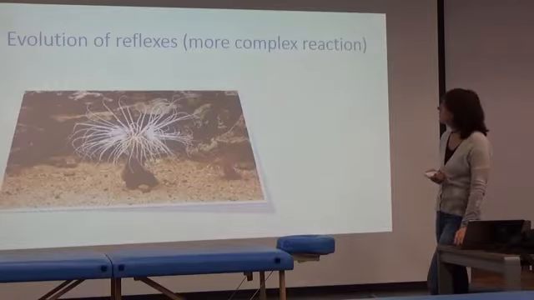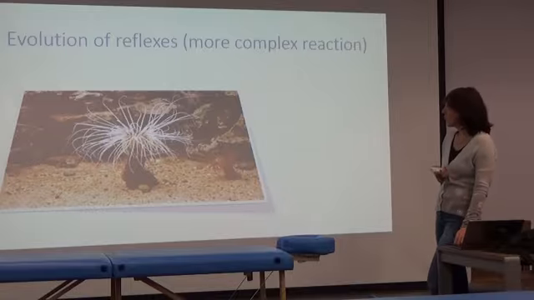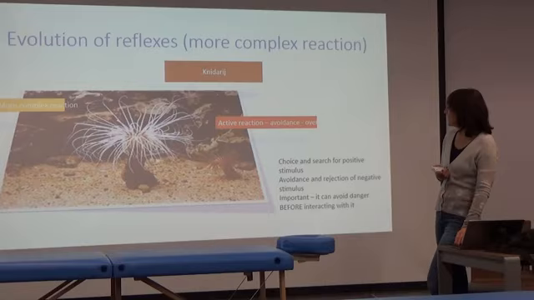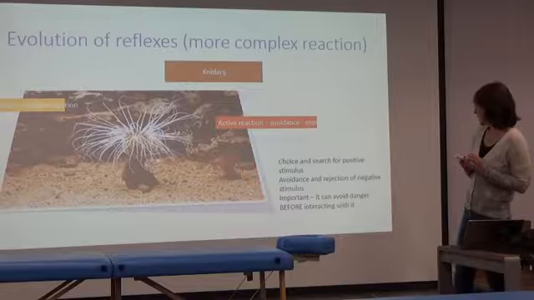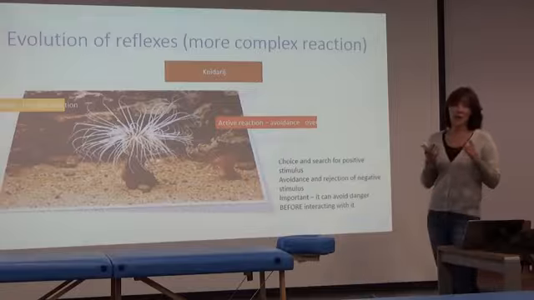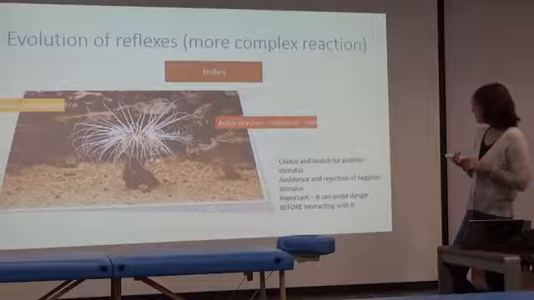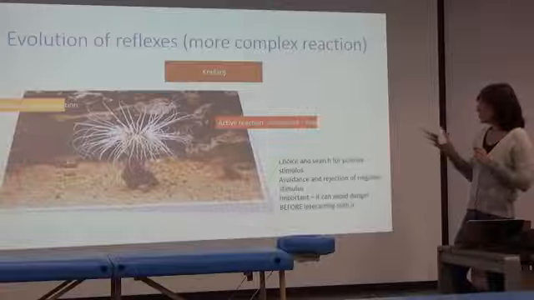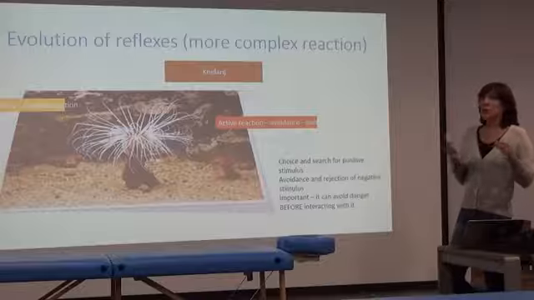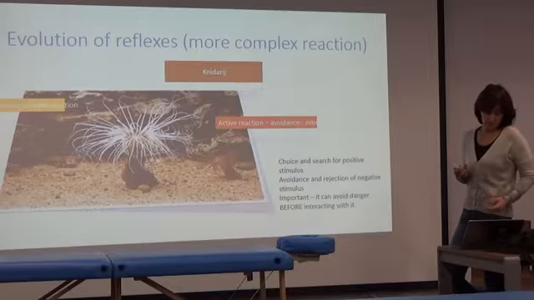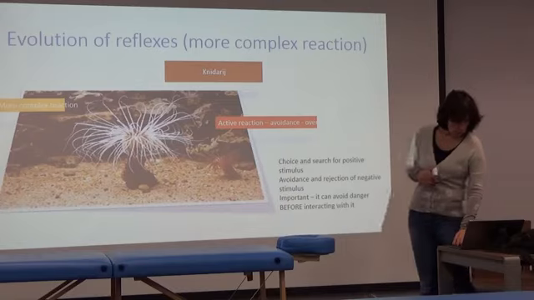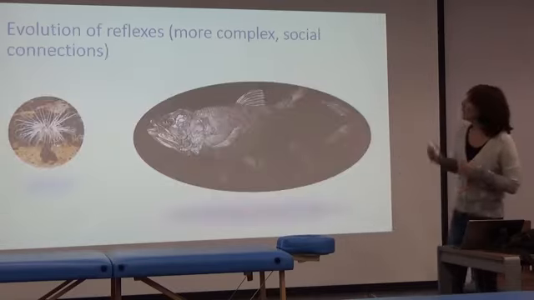Then more complex reactions appear with more complex creatures. It's called cnidaria. Already it's got an active reaction, avoidance, so it can escape from danger. Then it has a choice and it can look for the positive stimulus. It can reject and move away from a negative stimulus. And very important, already this animal can avoid the danger before interacting with it. That means that this little thing can learn and predict the possible future, although it's still got no nervous system or a primitive nervous system.